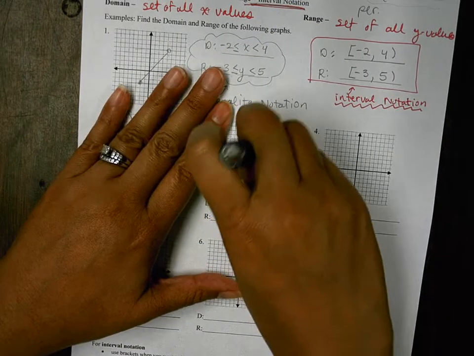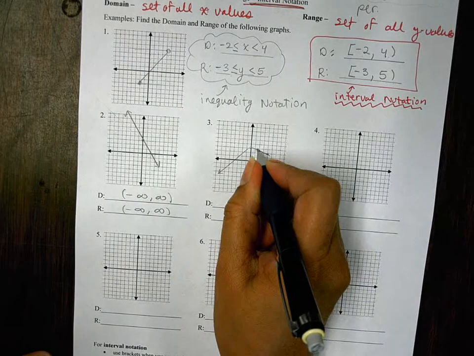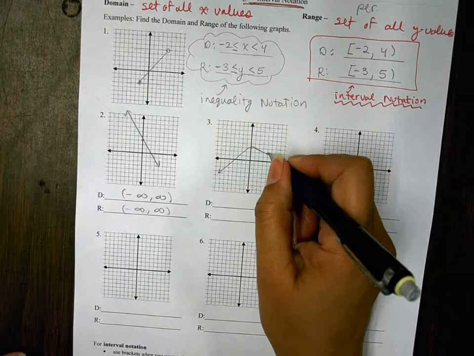Now I'm going to erase it so you can't see a dot there. And just make it like that. It's okay if the dot's there. It's okay if it's not.